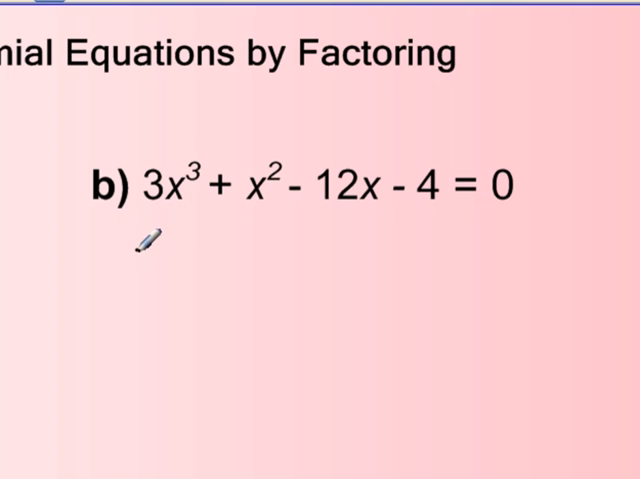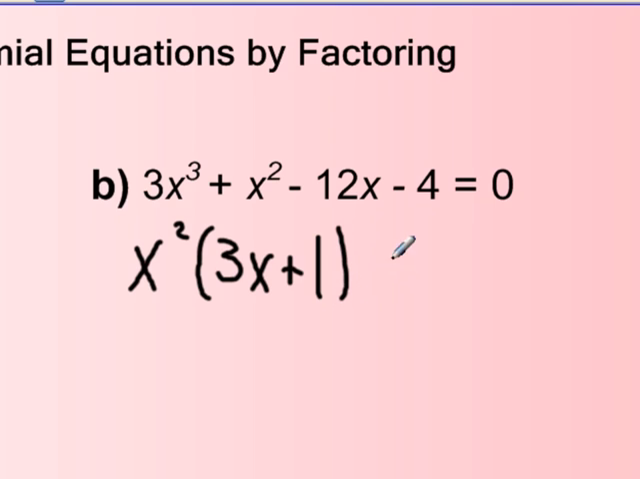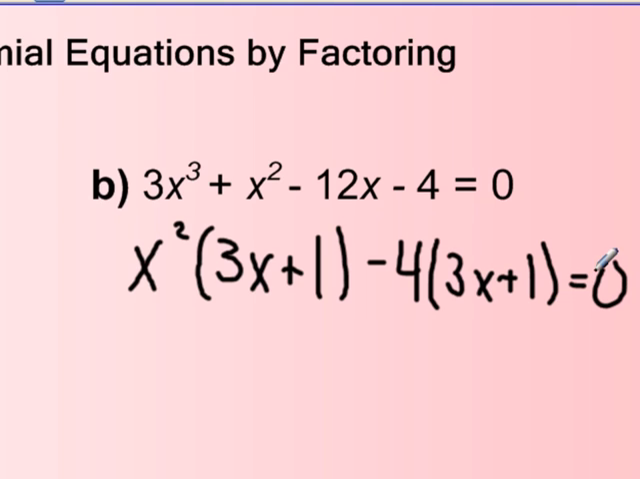So in the first two terms, I notice that I have a common factor of x squared. That leaves me with 3x plus 1. And in the last two terms, I have a common factor of negative 4. And that leaves me with 3x plus 1. And that equals 0. And we know that this factoring by grouping works because when I pull out those common factors from the first two and the last two terms, what I have in the brackets are equal to each other. So that gives me my first factor, a factor of 3x plus 1.